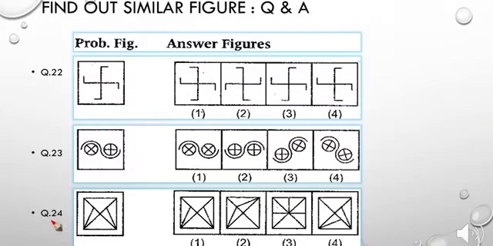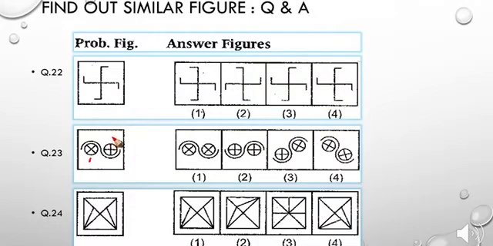Let's go to the question number 23. There is a problem figure given and there are 4 answer figures given. We need to find which of the answer figure is exactly same as the problem figure. Let's check properly what are the parts in problem figure. We see that there is a circle here and there is a cross inside the circle. So first part of the problem figure is a circle inside which there is a cross.